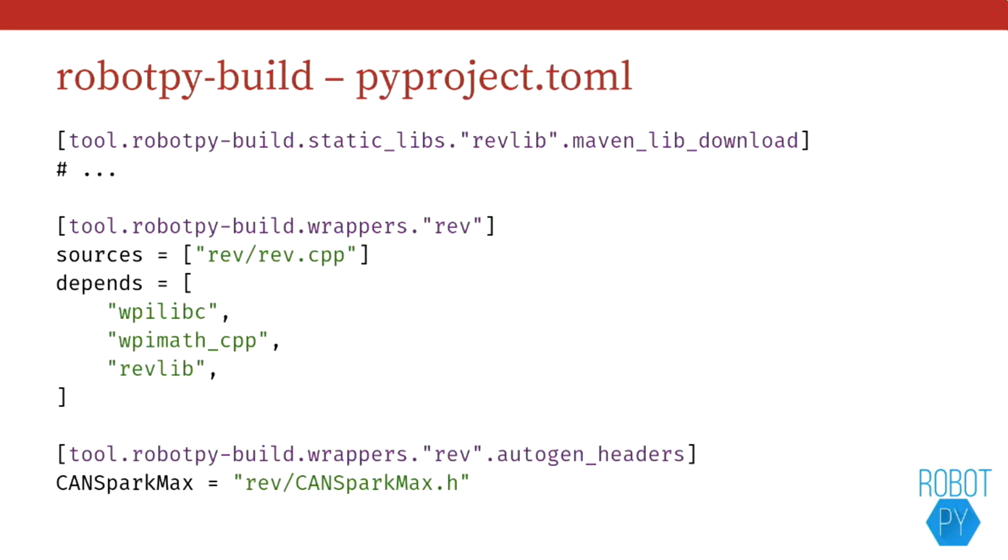So this is what the pyproject.toml looks like. So at the top, we say that we want to download our vendor library. In FRC we've set up this standard convention that's Maven based for where to find libraries, and then we start talking about our actual pybind11 wrapper.